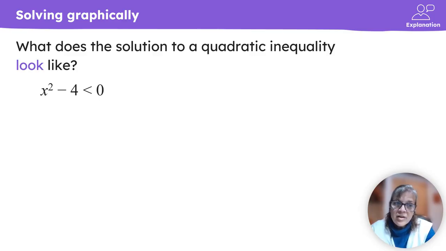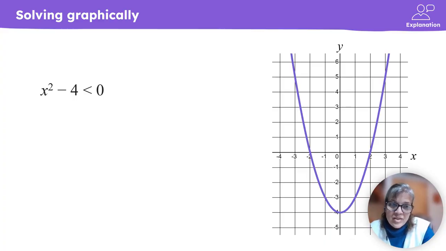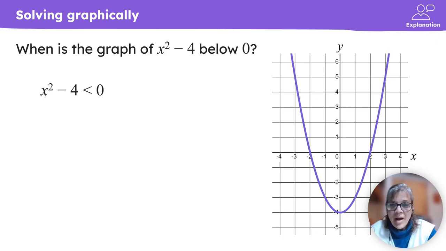The key word here, as far as graphically, is look. If we can graph something, we can look at it. We can get an idea of what it looks like. I've graphed x squared minus 4 is equal to y in this graph. So if I said x squared minus 4 is less than 0, where is that 0 line? When is the graph here below 0?